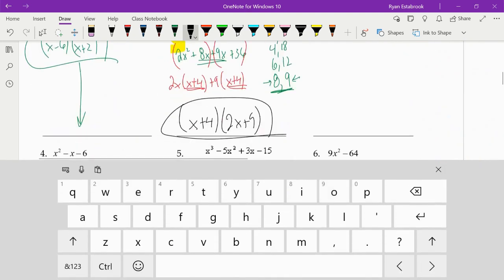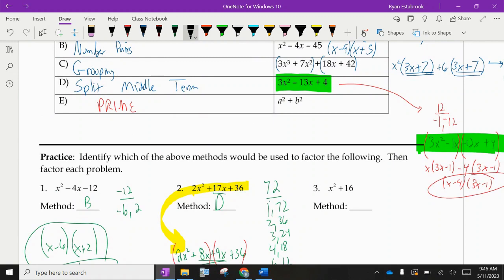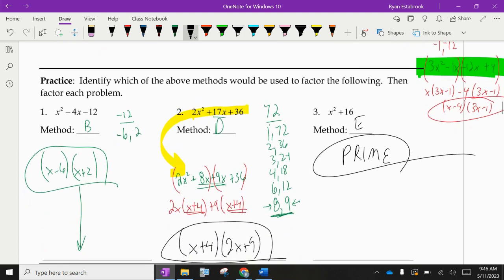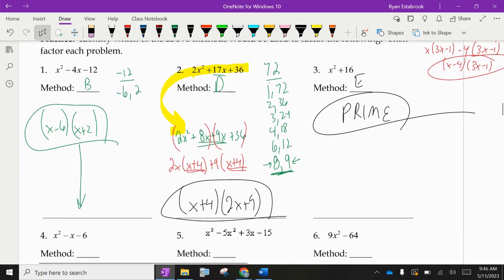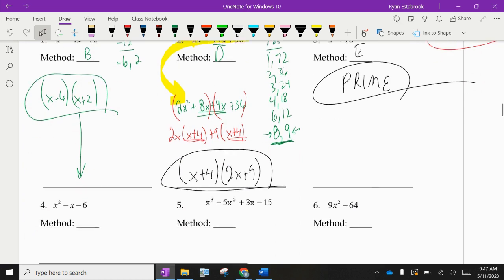If it was minus 16, it would have been a difference of squares, letter A. But this looks like that kind of problem. A perfect square plus a perfect square. So it's method E. This one is prime. It will not factor. Which is different than saying, I don't know. It's prime.